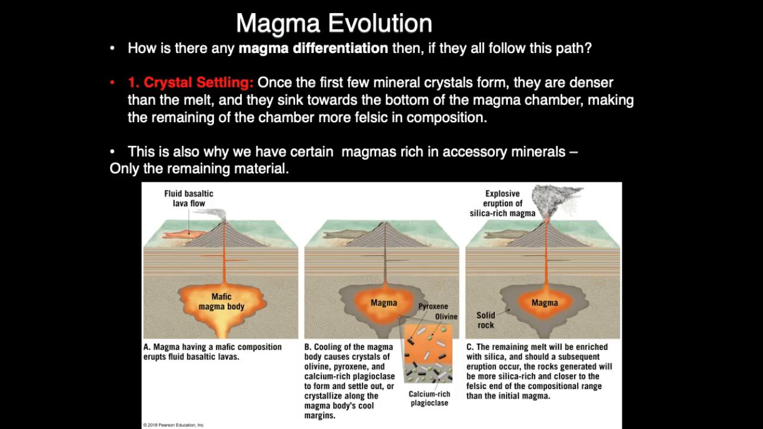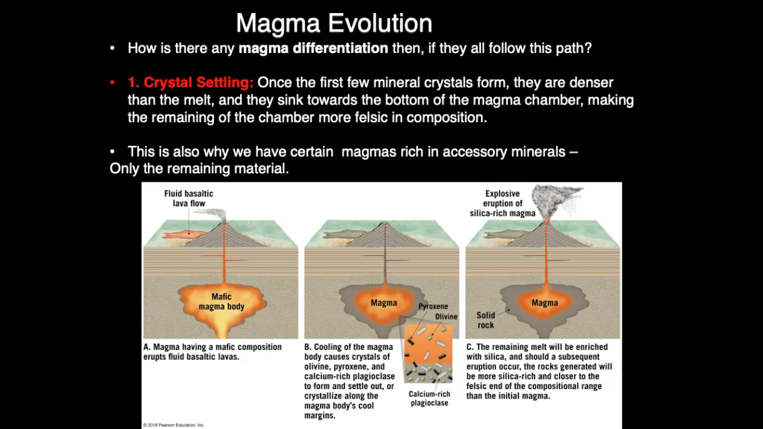Alright, so Bowen demonstrated that minerals crystallize from magma in a systematic fashion. But if all magmas follow this pattern of crystallization, how is it possible that there are so many different types of igneous rocks? Or in other words, how is there any magma differentiation in the first place? Well, it has been shown that at one or more points of magma crystallization, a separation of the components occurs or can occur.